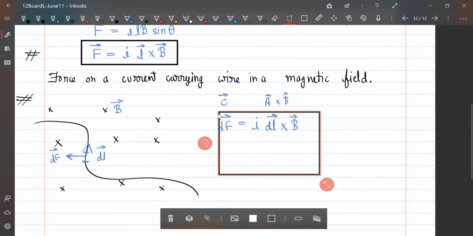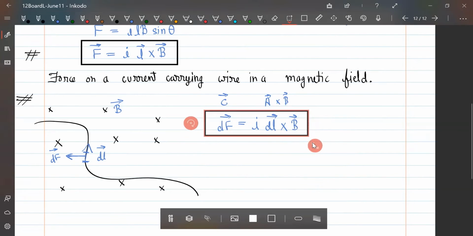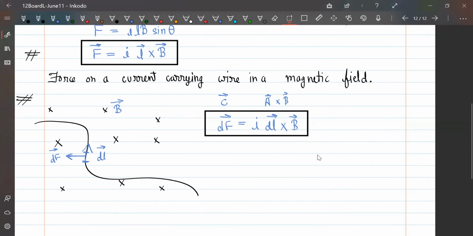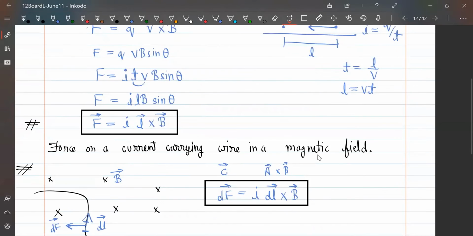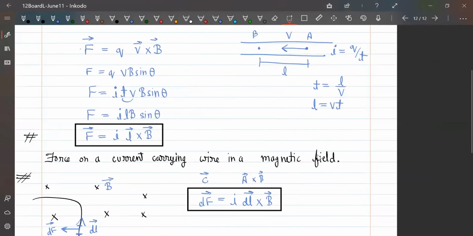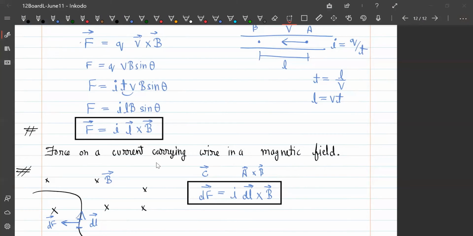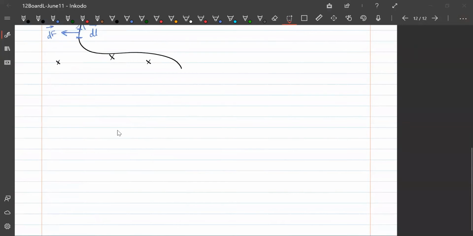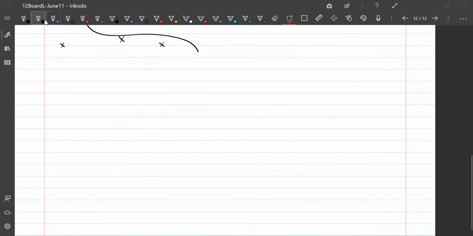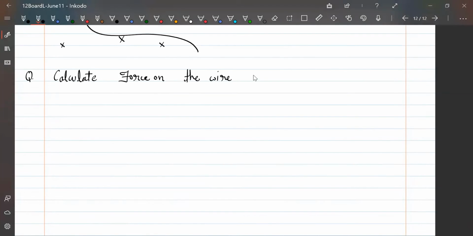So whenever any current carrying wire is placed in a magnetic field, a force will act on it, and that force will be calculated by this formula. So note this down, and we'll do some questions on different shapes of wire. Let us do some questions based on this. A current carrying wire is placed in a magnetic field and we want to calculate the force. Also calculate the direction.